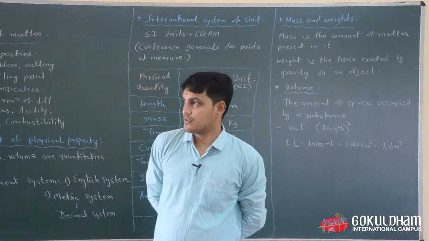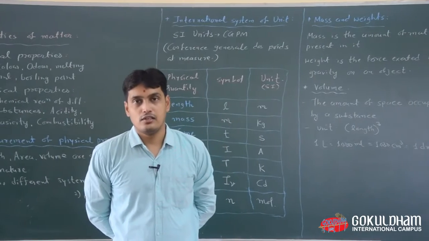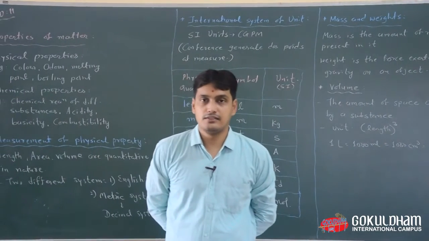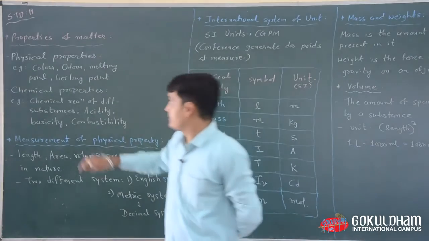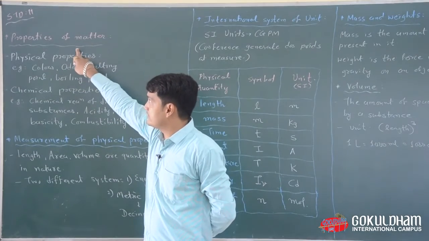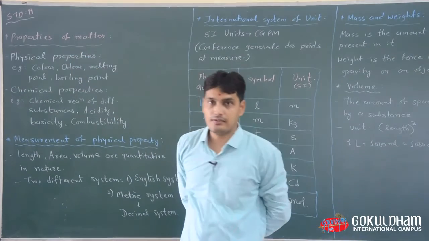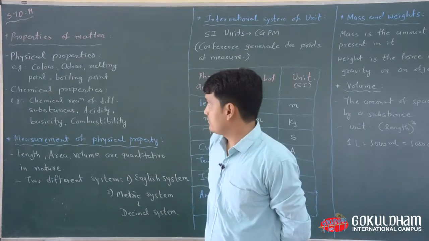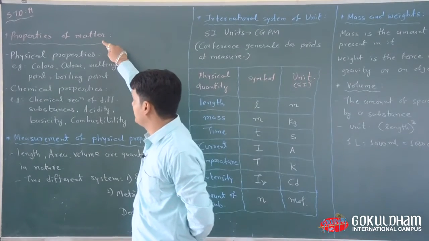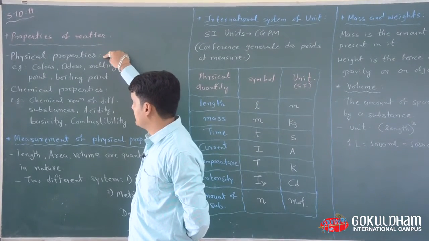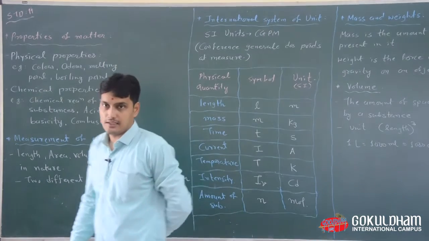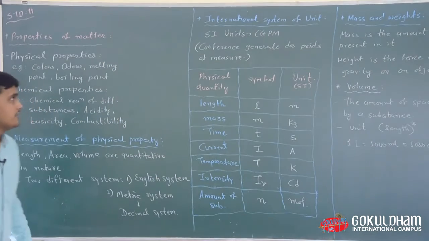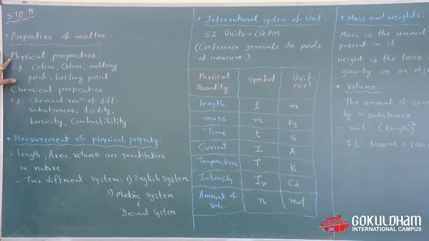Now today we are going to discuss the various properties of chemistry. In this lecture we are going to discuss properties of matter. Matter has two different properties. First is physical property and the other one is chemical property. What is the difference between these physical and chemical properties?